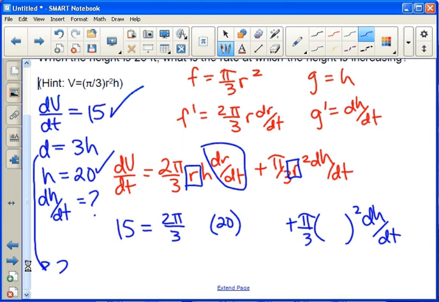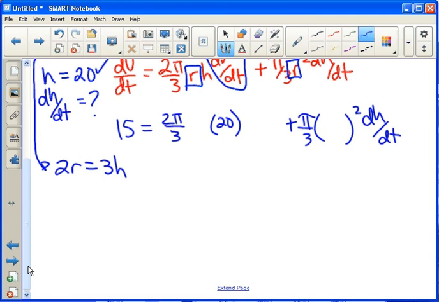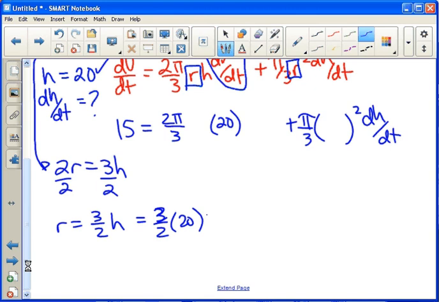So instead of saying the diameter is equal to 3 times the height, let's say that twice the radius is equal to 3 times the height. Now r, if we divide both sides by 2, is the same as 3 halves h. So that's easy enough. We can figure out r now because we know our height is 20. So 3 halves times 20, and we get 30 for our radius. So we can go ahead and plug in 30 for the radius. But we still need dr over dt.